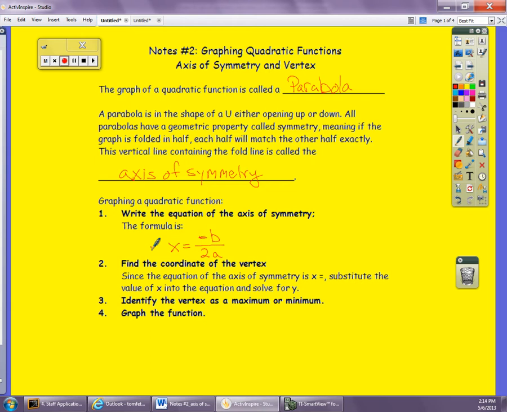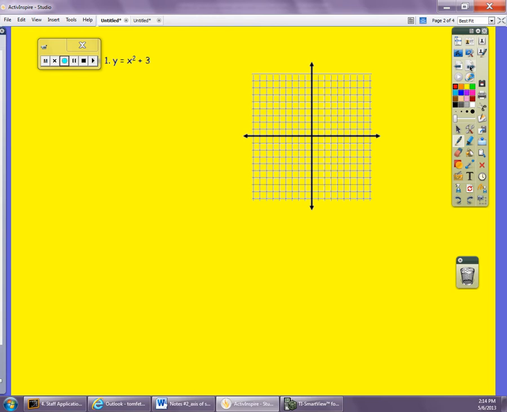And then step 2 says find the coordinate of the vertex. Once we have the axis of symmetry, that's going to give us our x value. So we get the x equals, and then we substitute that x value back into the equation and solve it for y. And we'll get our point (x, y), and that will give us the vertex. So we'll be able to identify if it's a maximum or a minimum, and then we can easily graph this function. So if we look at this first example, it's y equals x squared plus 3.